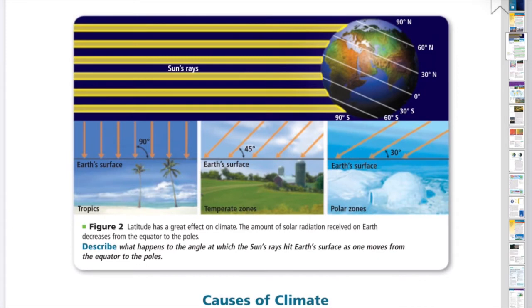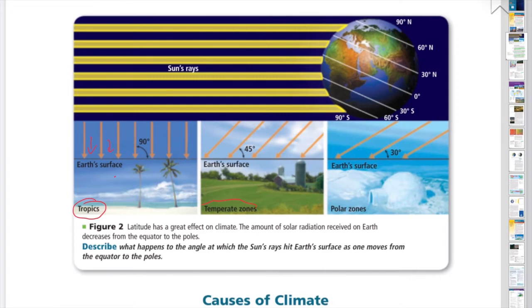So figure 2, latitude has a great effect on climate. The amount of solar radiation received on Earth decreases from the equator to the poles. So if you are near the equator, that would be like the first one here. This is your tropics. Okay, so the tropics, we have solar radiation that's coming in almost perpendicular to the surface.